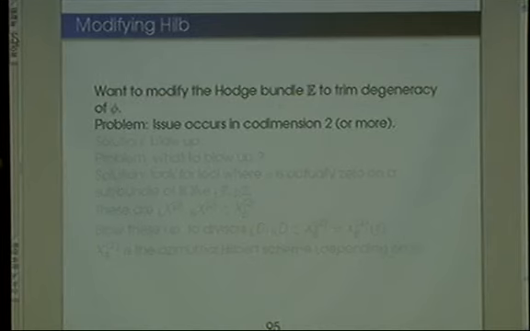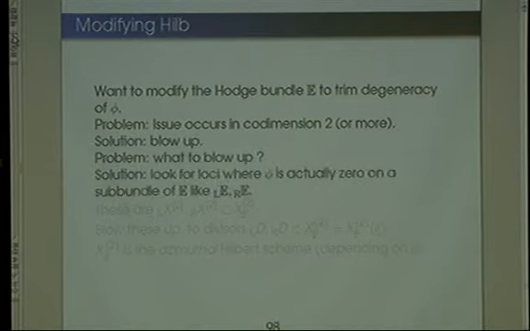So the problem now, which didn't occur in the separating node case, is that the difficulty occurs in a codimension 2 locus and not codimension 1, whereas the bundle modification is a codimension 1 construction, a divisorial construction. So the obvious answer to this is to blow up. And then the question is, why do you blow up? Well, you want to blow up the locus where the map is 0.